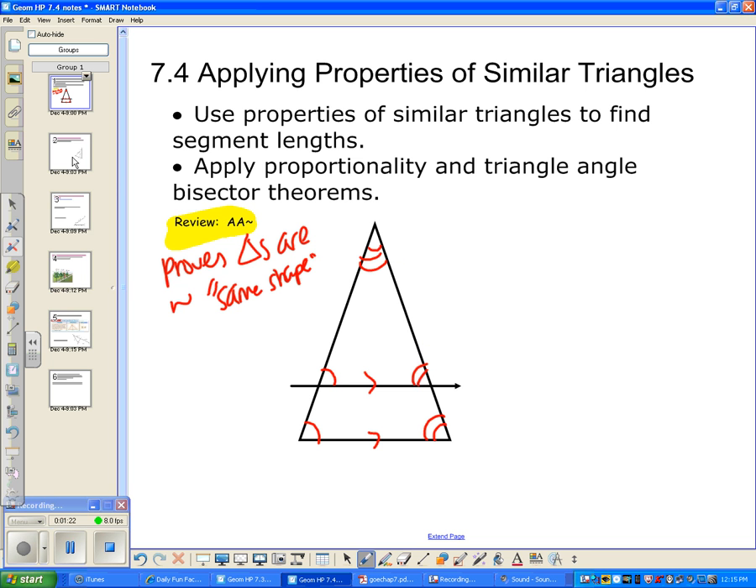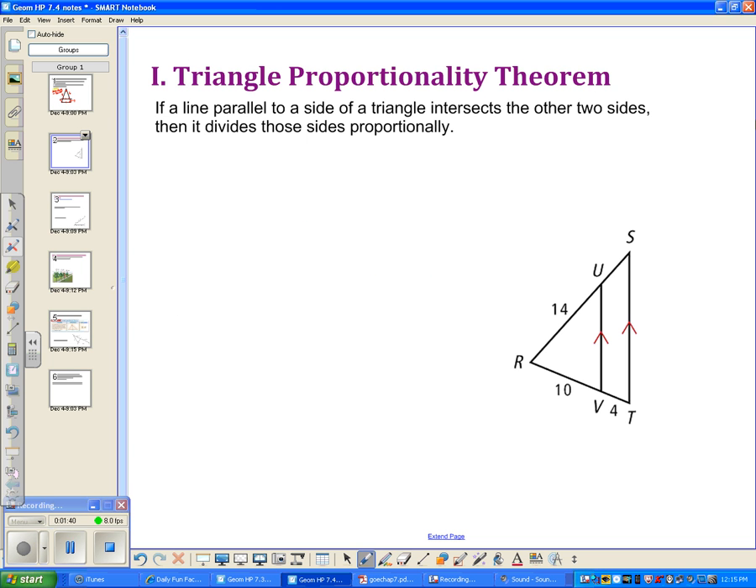There's a theorem that says also that these sides will be cut proportionally. So for example, if this one was 8 and this one was 4, and this one was 6, this one would have to be 3. And that theorem is called the triangle proportionality theorem. It says if a line is parallel to one side of a triangle, then it divides the other two sides proportionally.